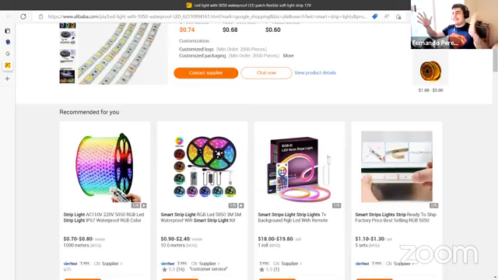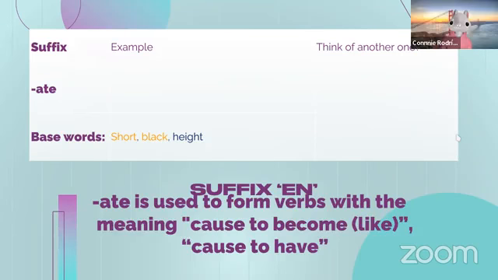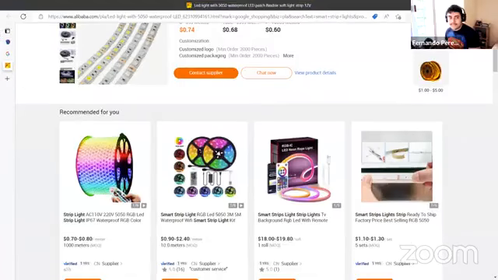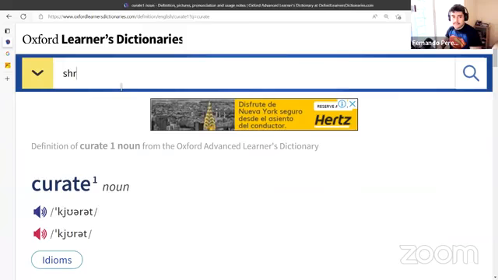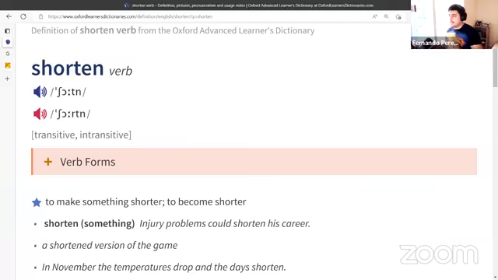This, the contrary of extension, to make it smaller, is to cause to become smaller. This is when you transform the adjective short into the verb shorten. Correct. Very good. Short. Definition: shorten, to make something shorter, to become shorter.